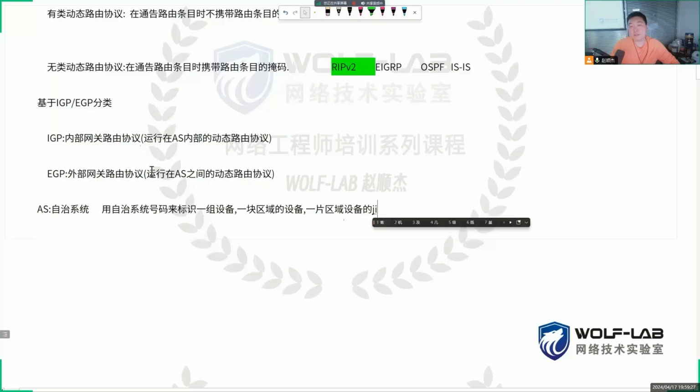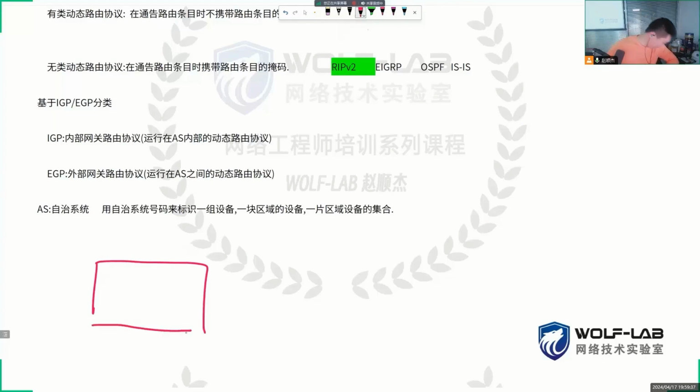Think of it as a collection. For example, inside a company we have routers, switches, firewalls, ASA, and APs. This set of equipment we can identify with our AS number. Like this is our Wolf Lab. So Wolf Lab can get an AS number and use it to identify devices belonging to this AS.